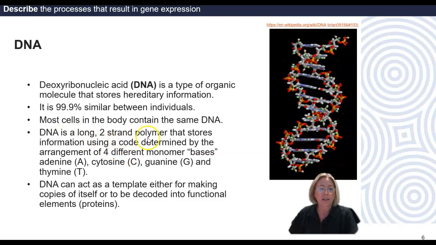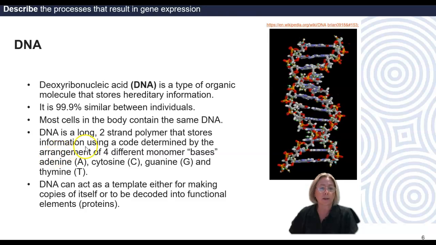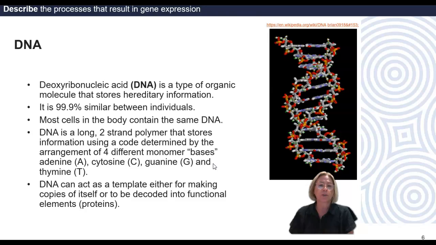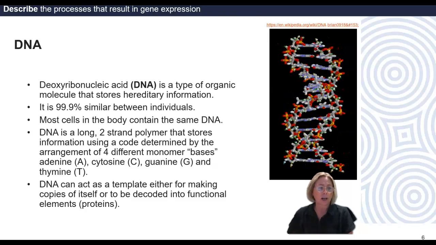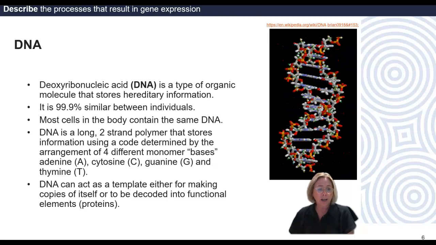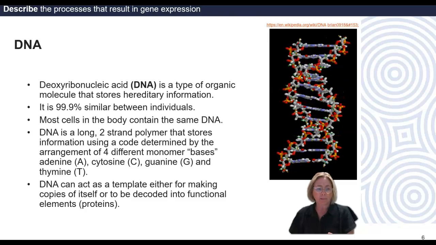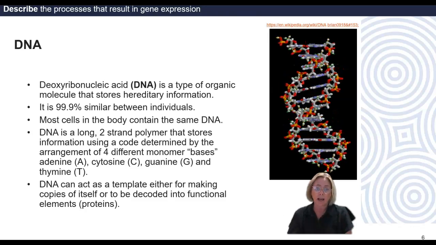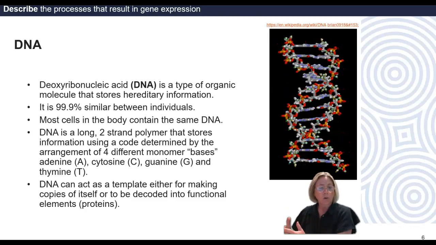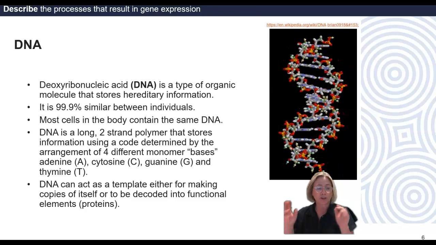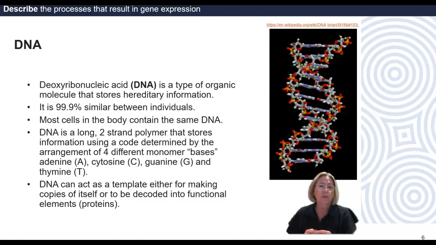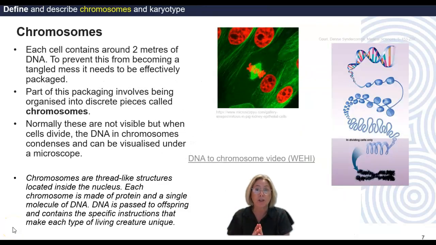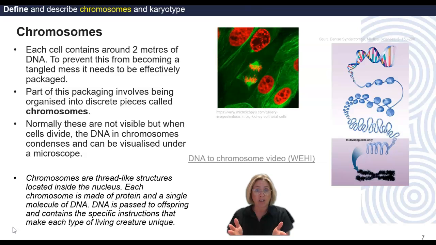It itself is very long. It's a 2-stranded polymer that stores information using a code determined by the arrangement of 4 different monomer or nucleotide bases called adenine, cytosine, guanine, and thymine. And DNA itself can act as a template, either for making copies of itself or to be decoded. So it has a recipe or instructions to be decoded into functional elements. Now, each cell contains around 2 meters of DNA. And so that's a lot, right?